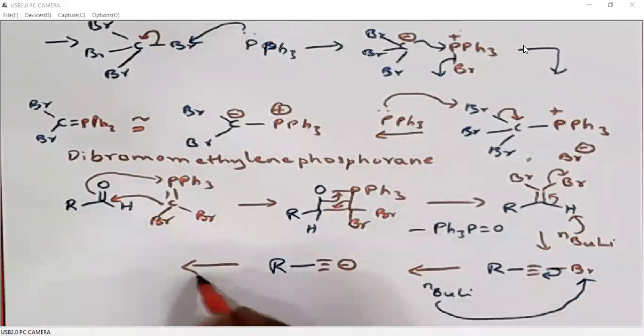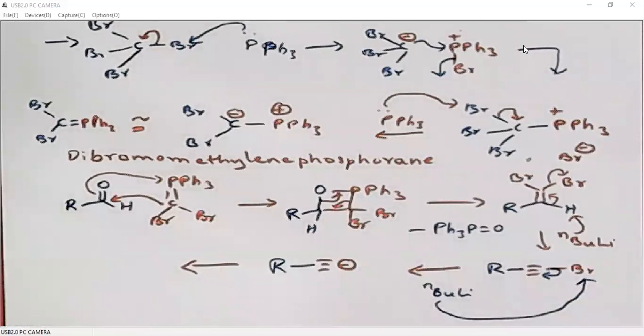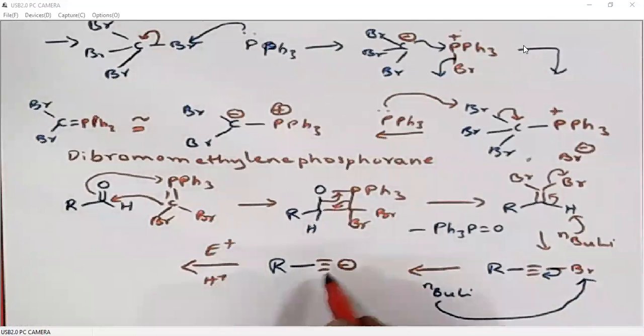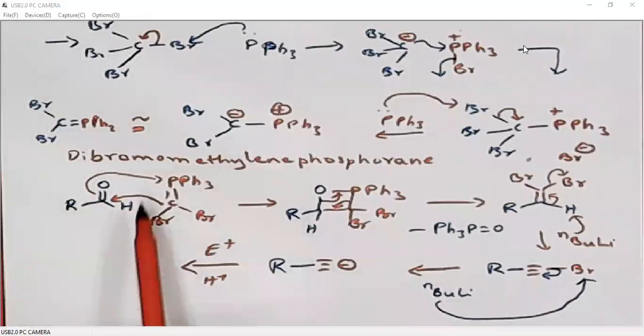Now we can quench this anion with a variety of electrophiles, right? We can use H plus so that it becomes a terminal alkyne, or we can use any aldehyde or alkyl halide, a variety of electrophiles. Okay, so this is how we convert the C double bond O, the aldehyde group, into an alkyne under Corey-Fuchs reaction conditions.